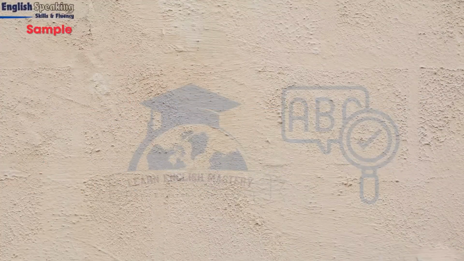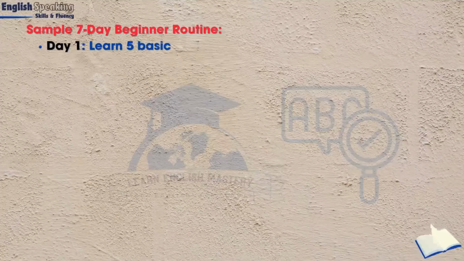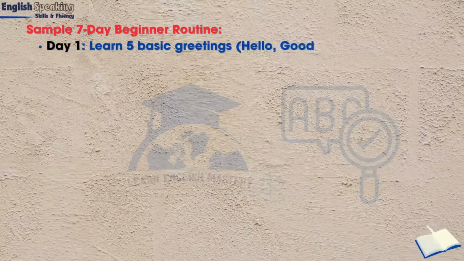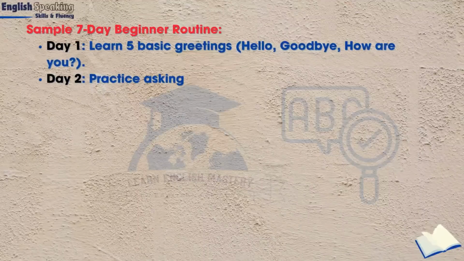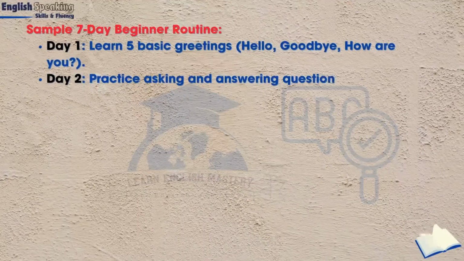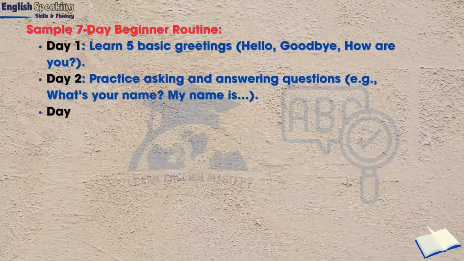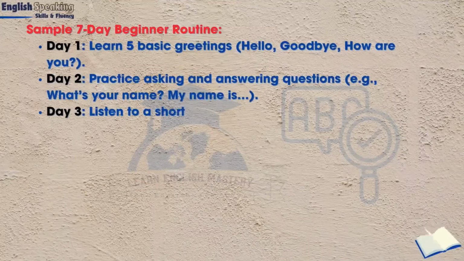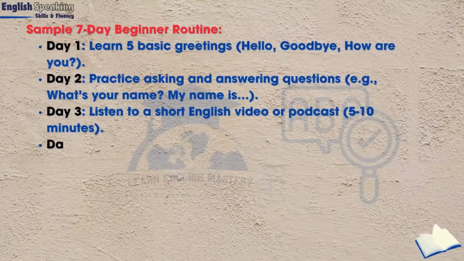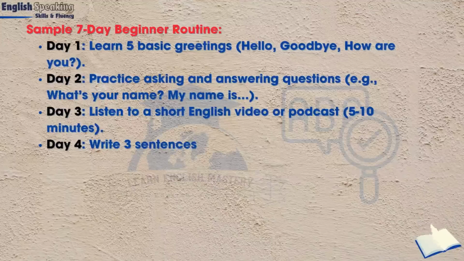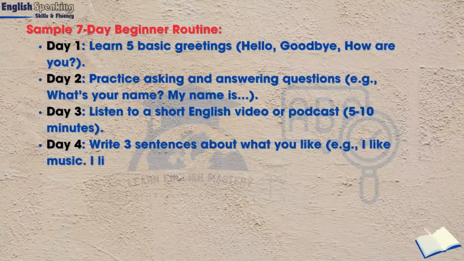Sample 7-day beginner routine. Day 1: Learn 5 basic greetings. Hello, goodbye, how are you? Day 2: Practice asking and answering questions, e.g., what's your name? My name is... Day 3: Listen to a short English video or podcast, 5 to 10 minutes. Day 4: Write 3 sentences about what you like, e.g., I like music.